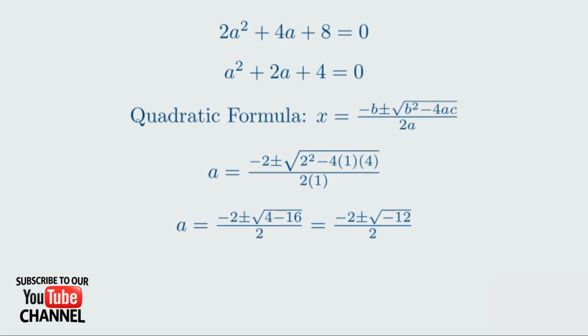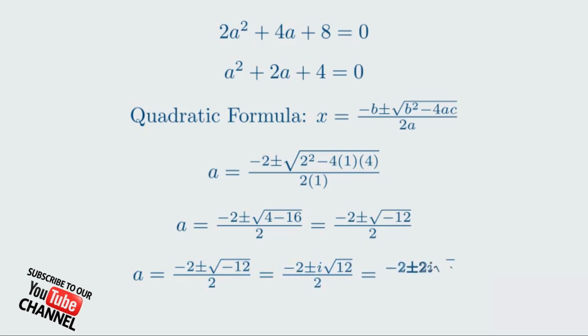Here's the critical point. We have the square root of a negative number. In the realm of real numbers, this has no solution. The solution involves imaginary numbers, specifically i. The square root of -12 can be written as i times the square root of 12, so we get -2 plus or minus 2i times the square root of 3, all over 2.